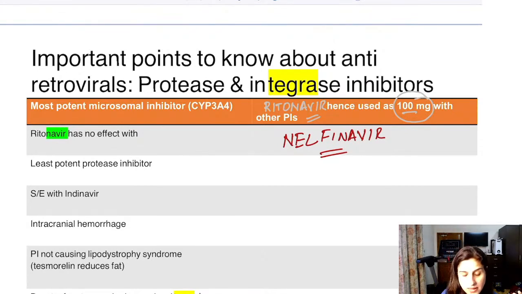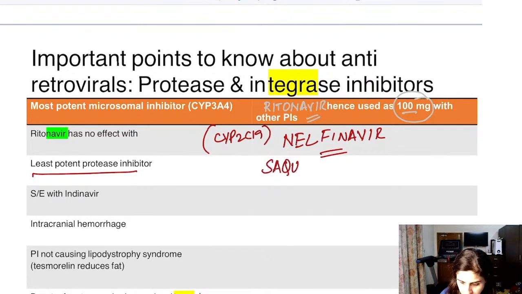nelfinavir. The reason is because the CYP which metabolizes it is not 3A4, it is 2C19. Nelfinavir gets metabolized by CYP2C19, so ritonavir can do nothing with this. Least potent protease inhibitor is saquinavir. Saquinavir is the least potent, and one of the side effects with this drug is that it causes photosensitivity.